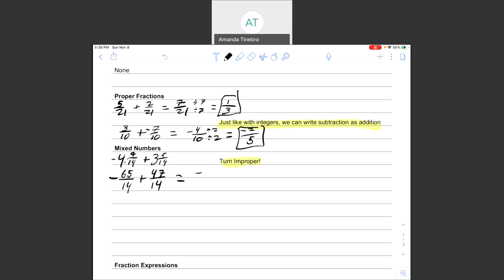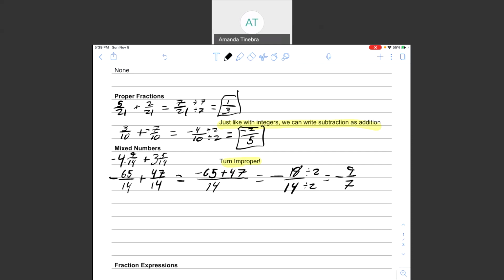To solve this now, I have negative 65 plus 47 on the top, and the bottom is just 14. I can use what I know about adding integers to add negative 65 plus 47. I have 65 negatives and 47 positives. I have more negatives than positives, so I know my answer will be negative. I have 18 more negatives if we cancel them out, and then 14 on the bottom. I see that this is immediately divisible by 2 to simplify it, so I get negative 9 over 7.